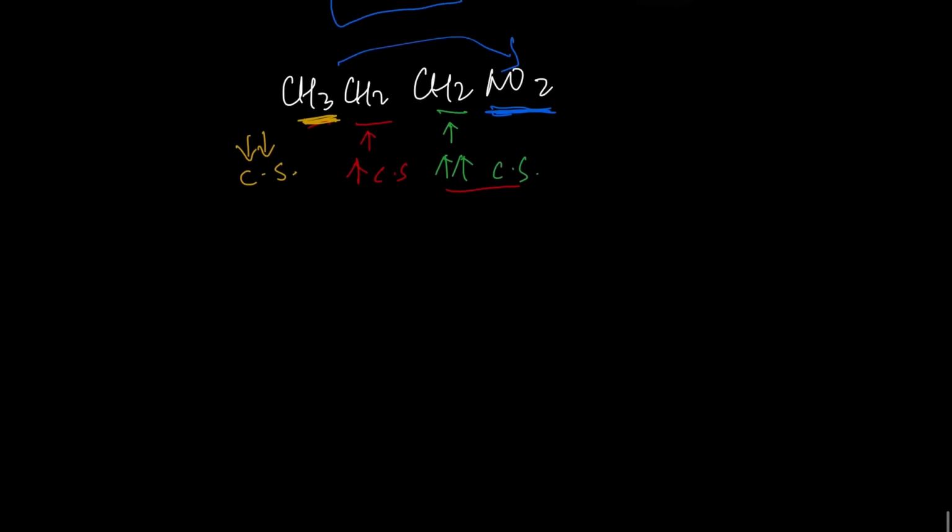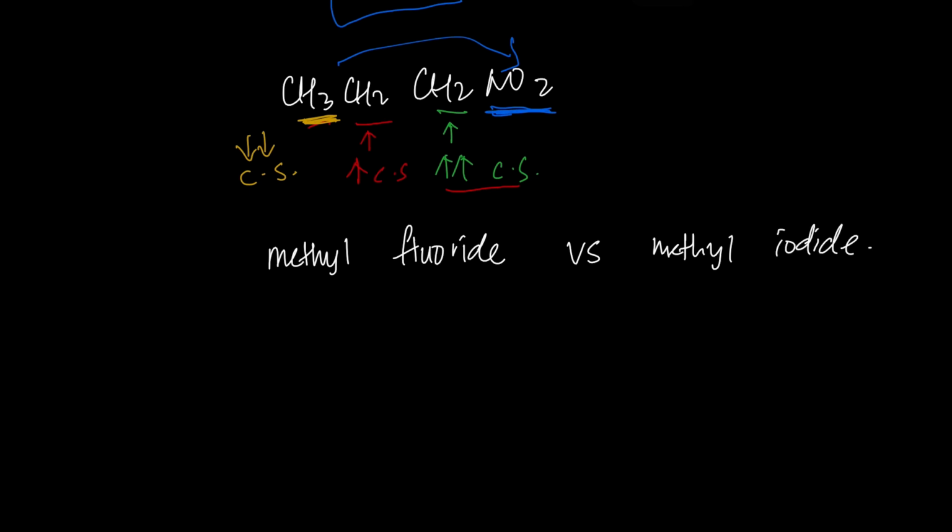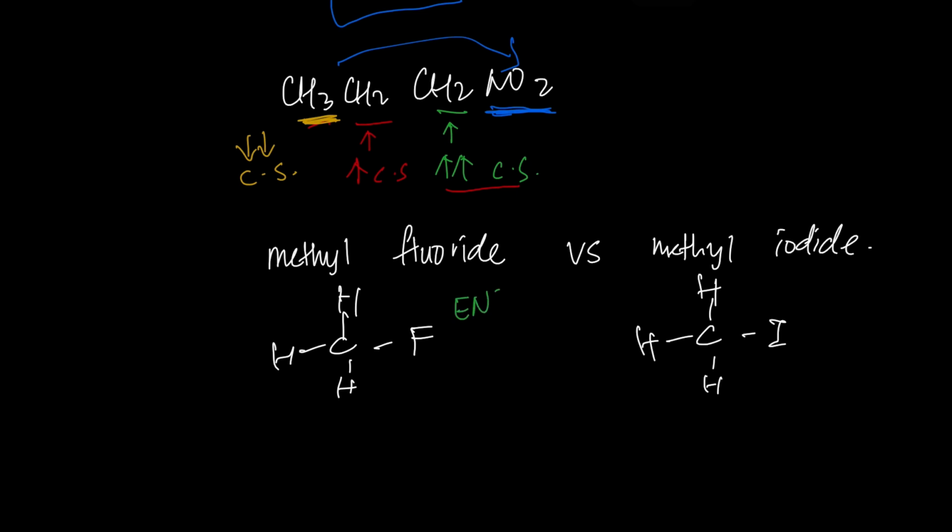Okay, let me give you one more example on methyl fluoride versus methyl iodide. Methyl fluoride, the structure is like this, and methyl iodide. So now this is the effect of the electronegative atom. When we compare fluorine and iodine, we know that fluorine is more electronegative. So the de-shielding effect is greater.